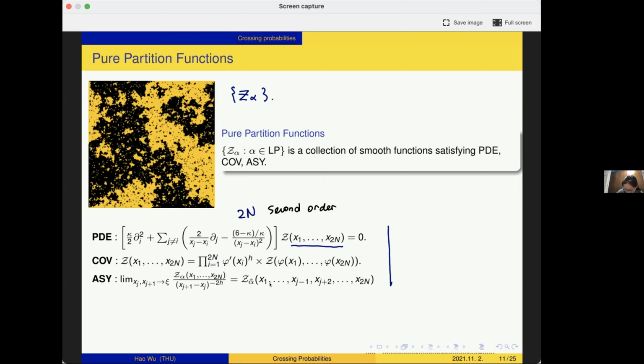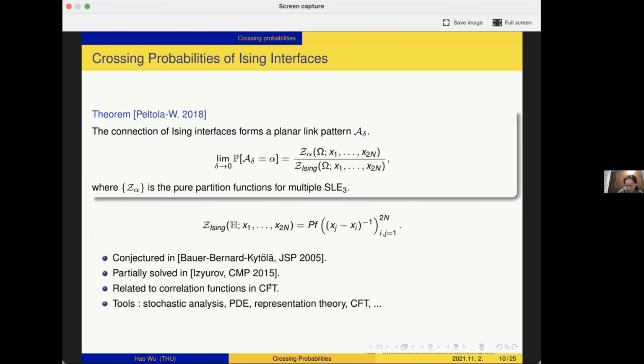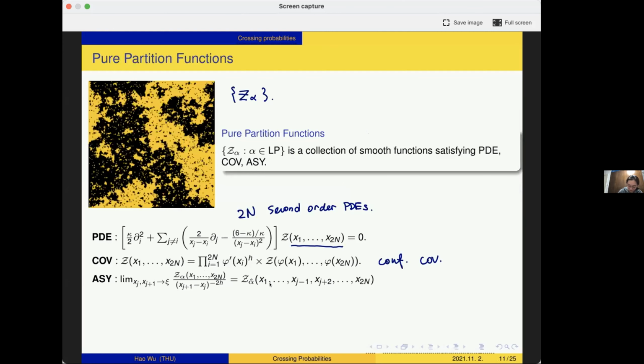The second one is that this function satisfies conformal covariance. Okay, this conformal covariance is easy to expect because we already see from this formula that the limit of the probability should be a conformally invariant function. And we already have an explicit formula for the denominator. And for the numerator, we believe that it has to satisfy the same conformal covariance as the denominator.